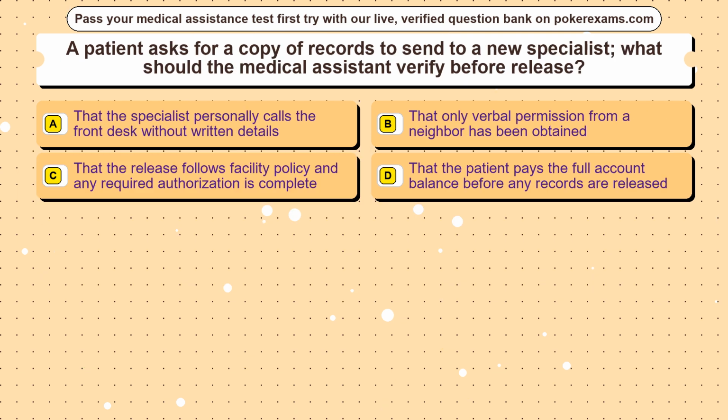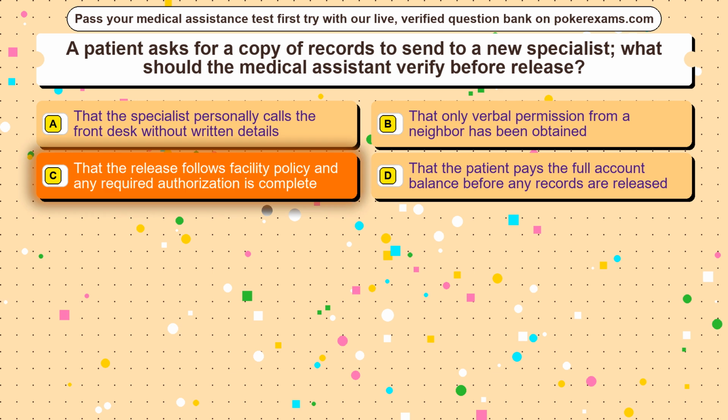Question 12. A patient asks for a copy of records to send to a new specialist. What should the medical assistant verify before release? Option A. That the specialist personally calls the front desk without written details. Option B. That only verbal permission from a neighbor has been obtained. Option C. That the release follows facility policy and any required authorization is complete. Option D. That the patient pays the full account balance before any records are released.